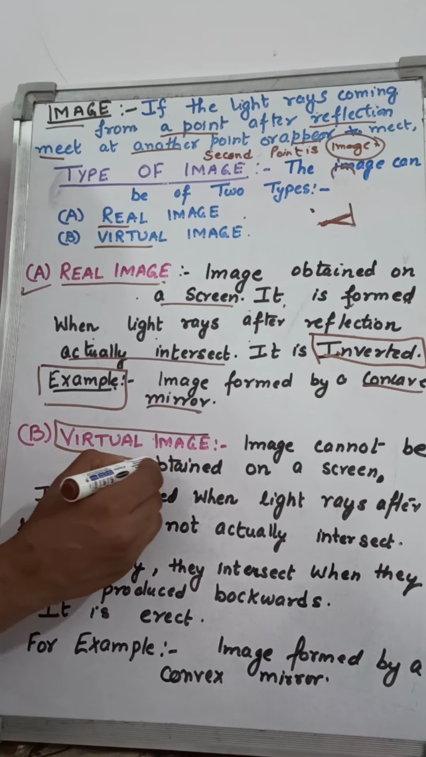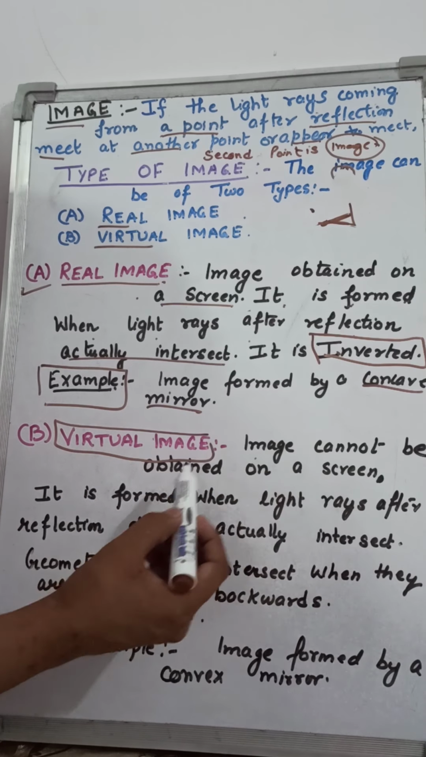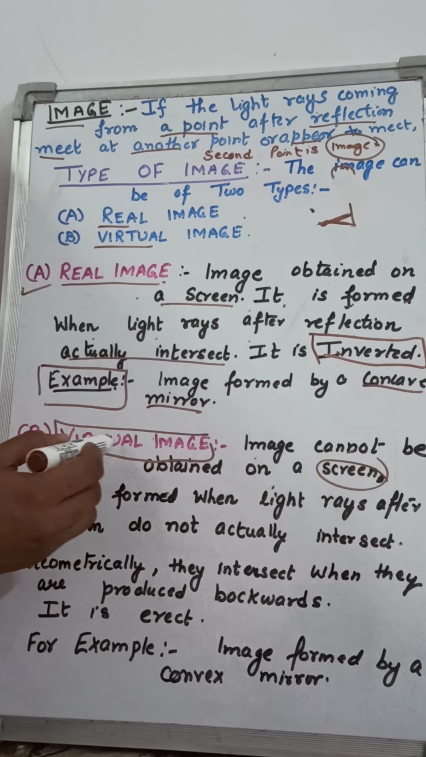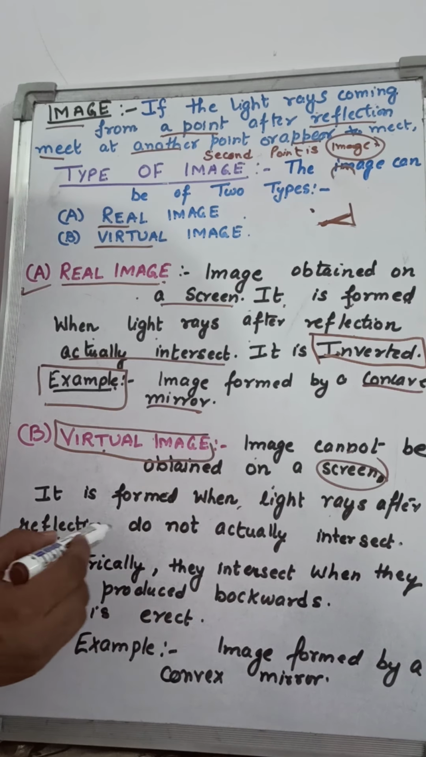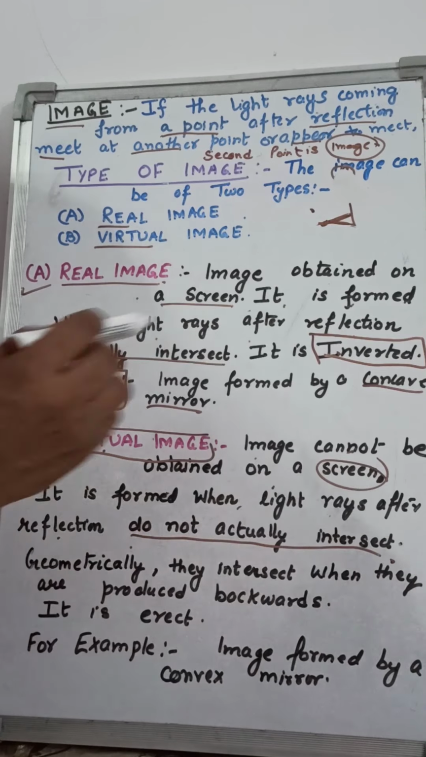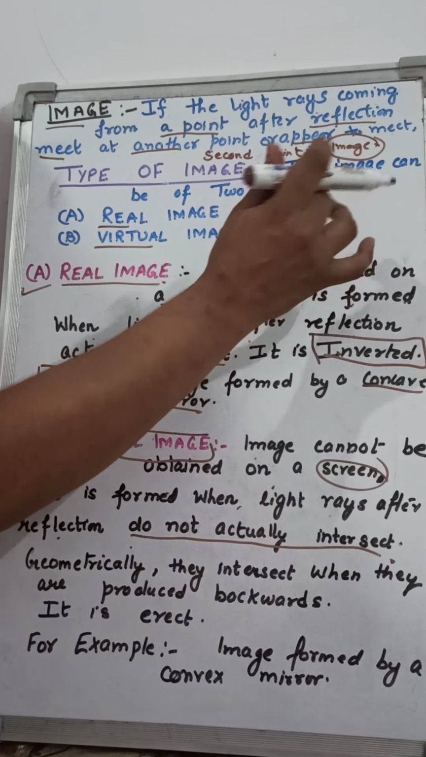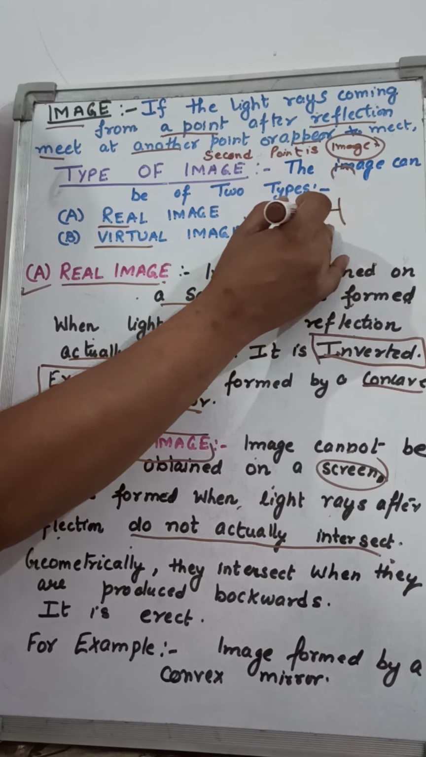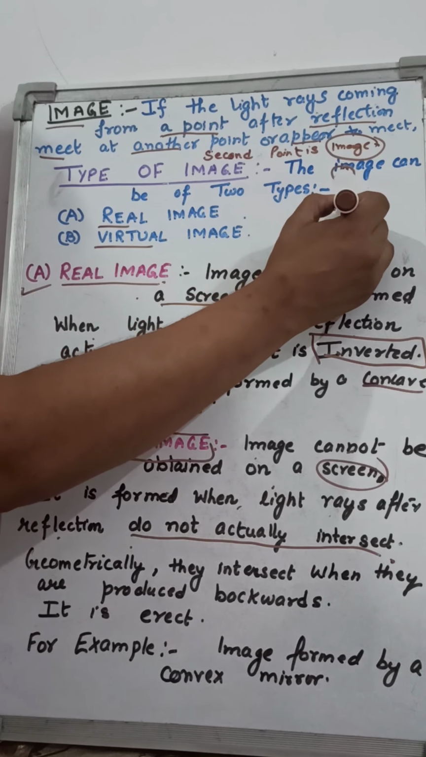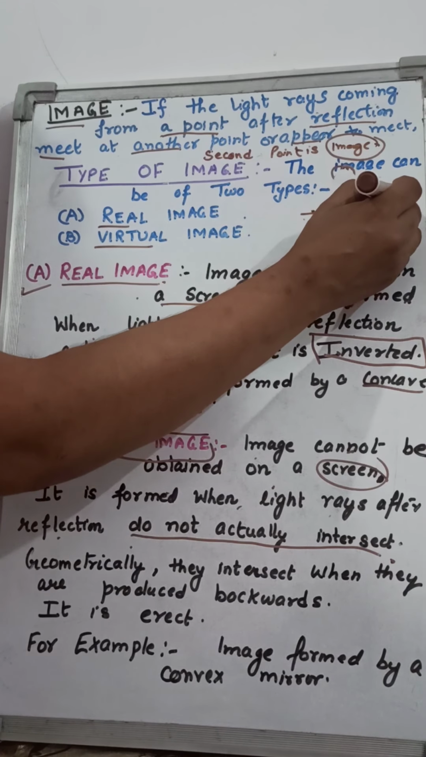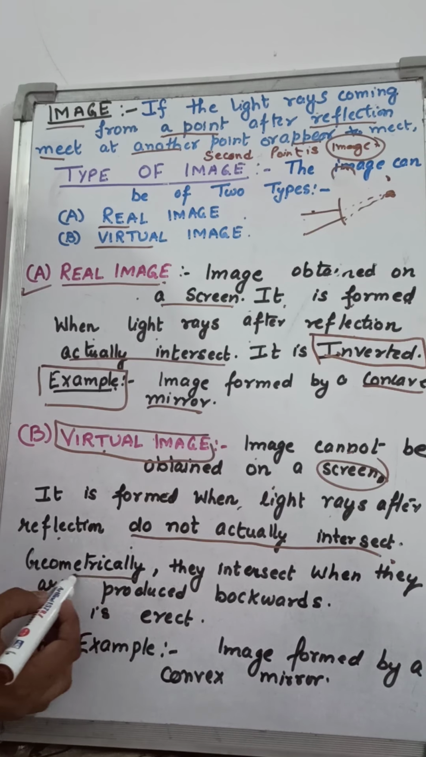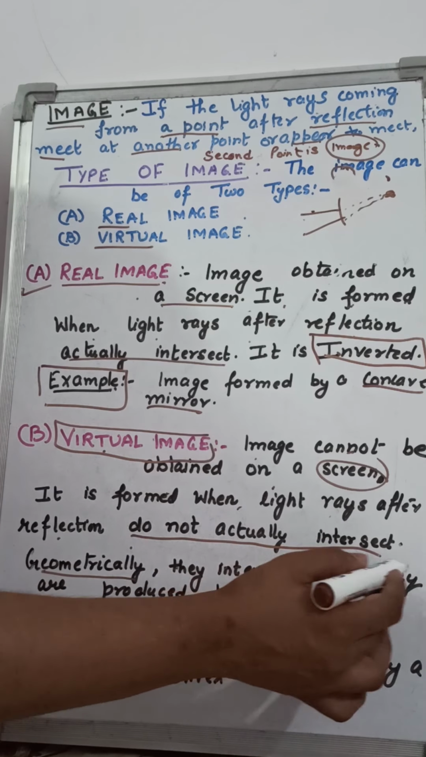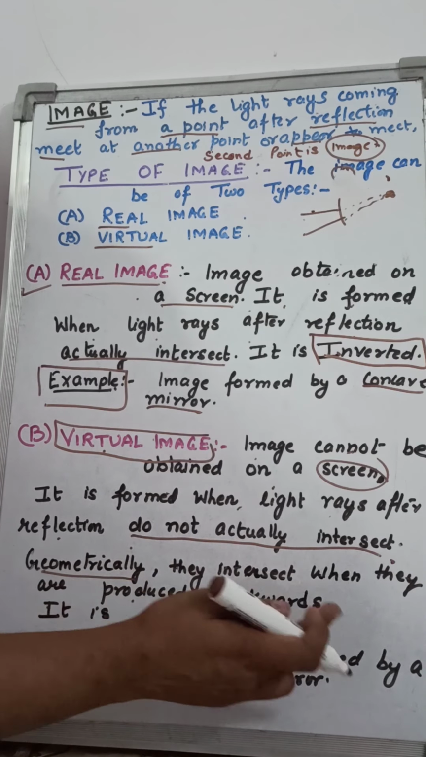What is virtual image? Image which we cannot obtain on a screen. That is called the virtual image. It is formed when the light rays after reflection do not actually intersect. They do not intersect. They appear to meet. See, these two rays will not meet. But if you produce them behind the mirror, they appear to meet behind the surface, behind the plane mirror.